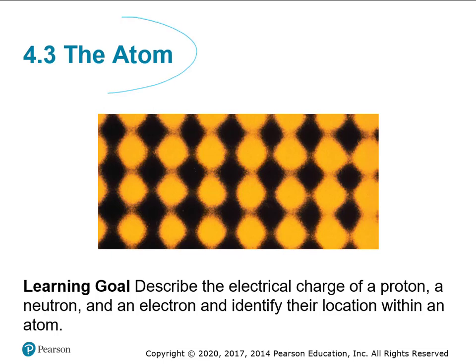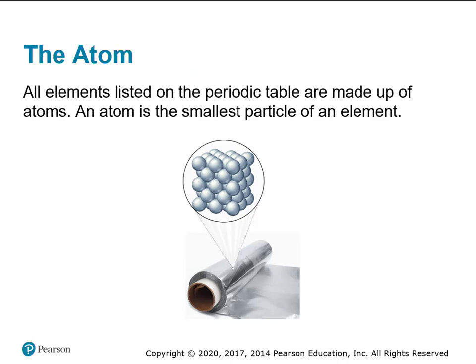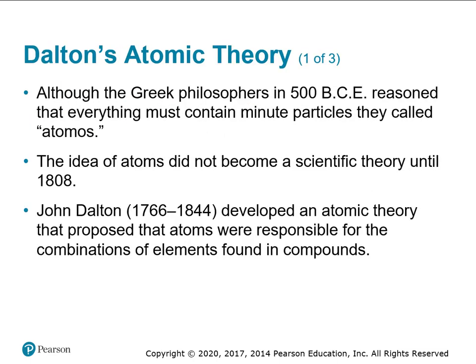Section 3 is about the atom, and our learning goal is to describe the electrical charge of a proton, a neutron, and an electron, and identify their location within an atom. All elements listed on the periodic table are made up of atoms. An atom is the smallest particle of an element. We're going to look at Dalton's atomic theory first.